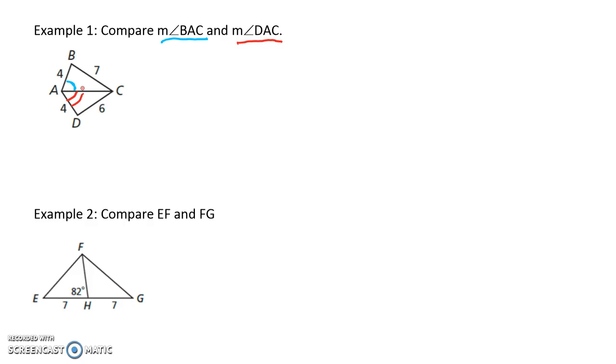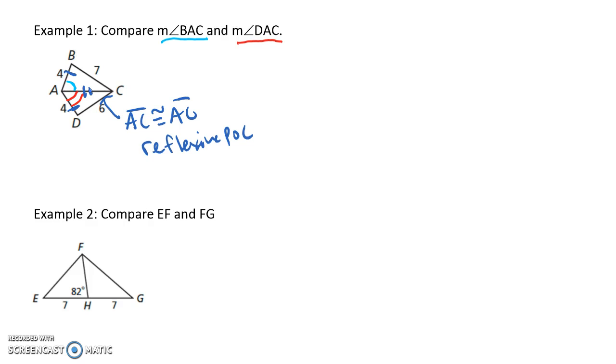So remember, to use the hinge theorem or the converse of the hinge theorem, we need to have two congruent sides. So it's pretty easy. I've got 4 and 4, which are congruent. Awesome. But you might be saying, wait, I've got a 6 and I've got a 7. Those aren't congruent, so this doesn't work. But don't forget, AC is congruent to itself by our favorite reflexive property. So there's your second congruent side.